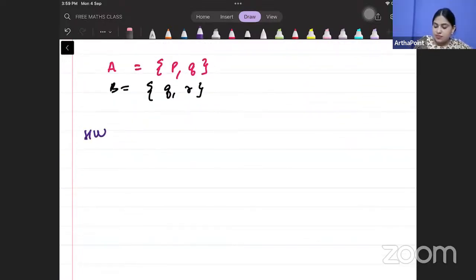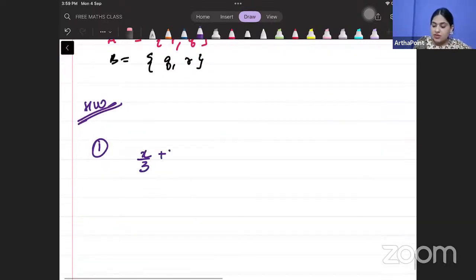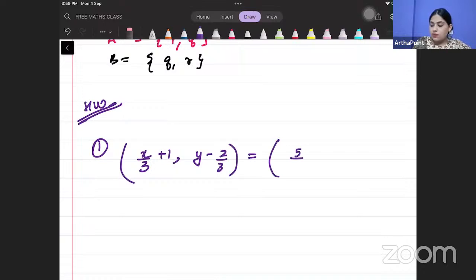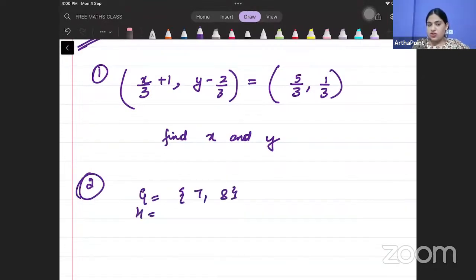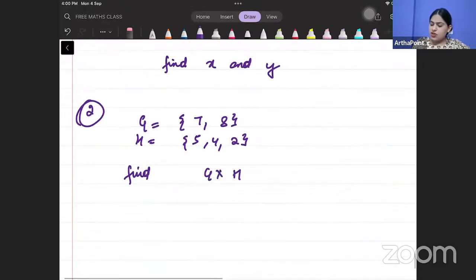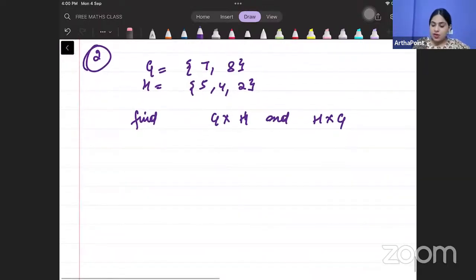Homework practice. Question number 1. You must practice this, okay? (x/3 + 1, y - 2/3) = (5/3, 1/3). Find X and Y. That's your first question. Question number 2. G is equal to {7, 8}, H is equal to {5, 4, 2}. Find G cross H and H cross G. This is your second question. Okay beta?